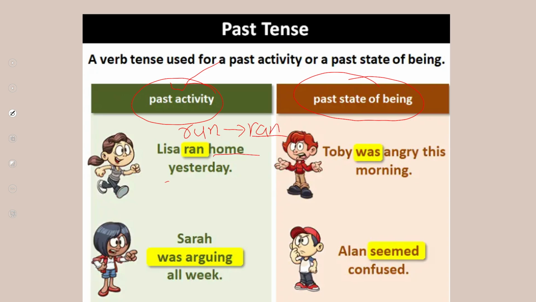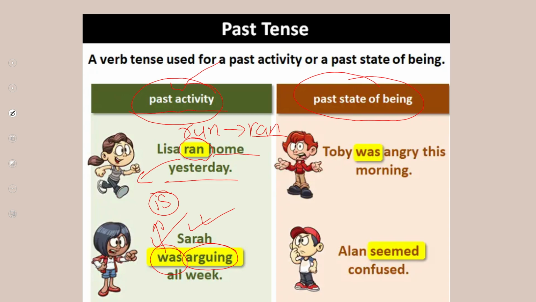And the rest of the sentence is the same. Here, Sarah was arguing. Students, here we did not have any kind of helping verb. Here we have a helping verb, was. And then we have our main verb. But was is obviously a past form of is. So that's how you tell the past activities using the helping verbs and also changing the main verb into the past form.